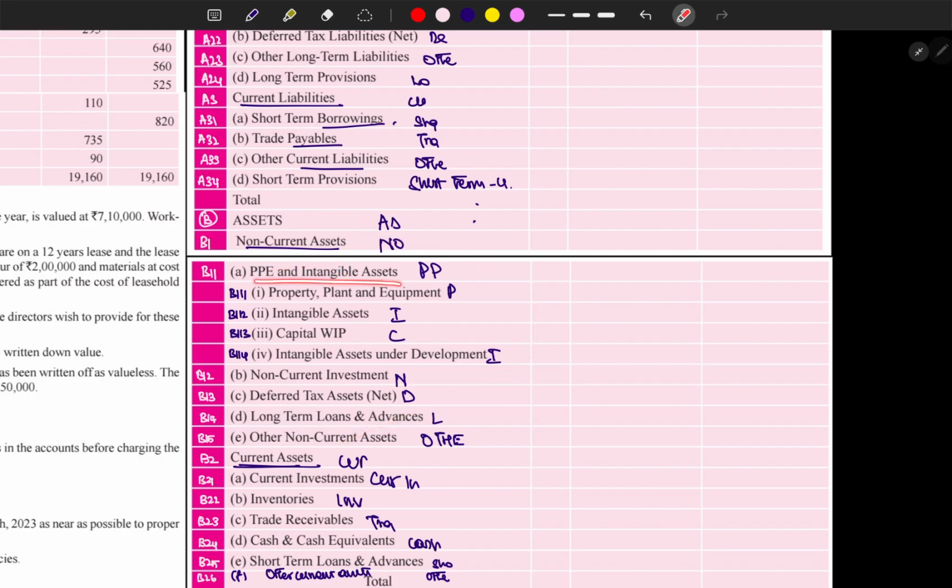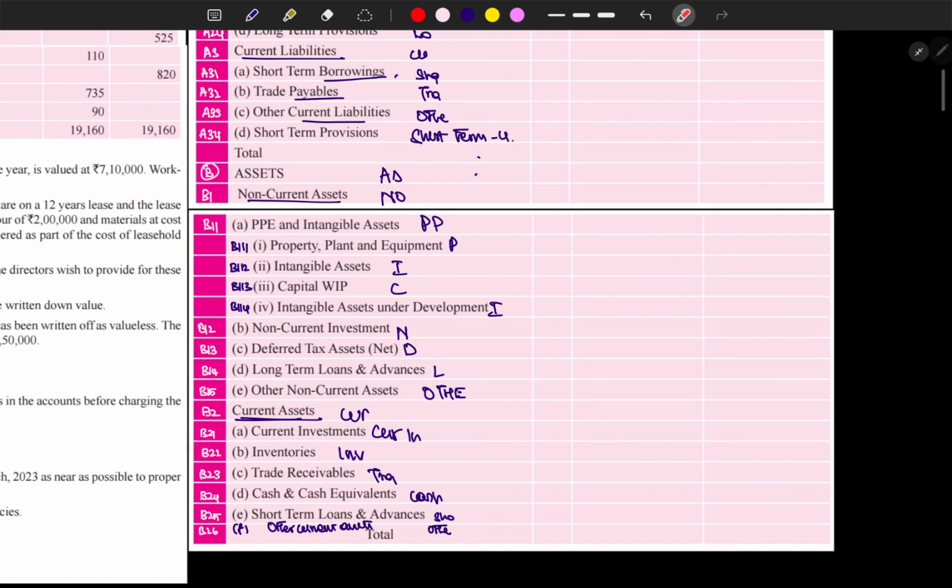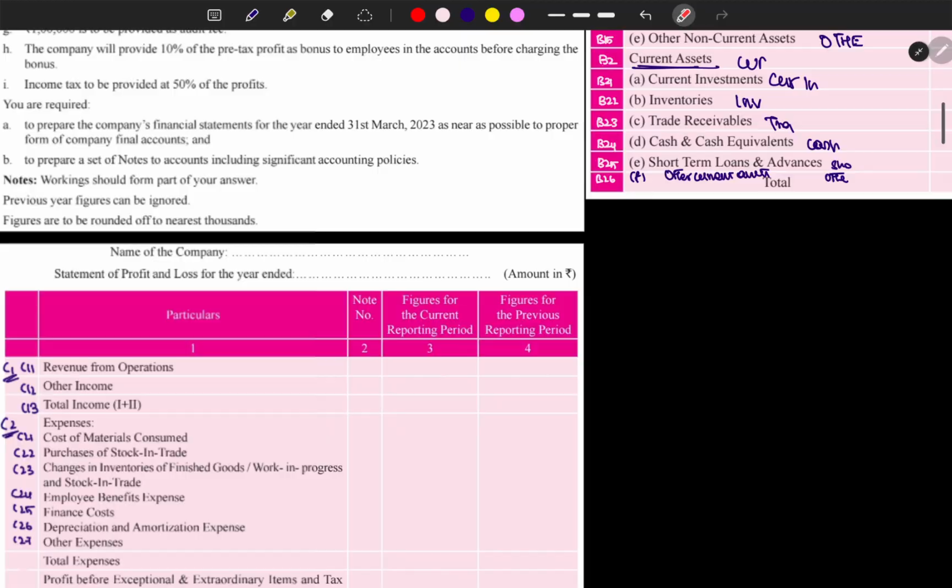Assets are purely split into non-current assets and current assets. Non-current assets have PPE, intangible assets, capital WIP, and intangible assets under development. Non-current assets also include deferred tax assets, long-term loans and advances, and other non-current assets. The current assets comprise current investments, inventories, trade receivables, cash and cash equivalents, short-term loans and advances, and other current assets.